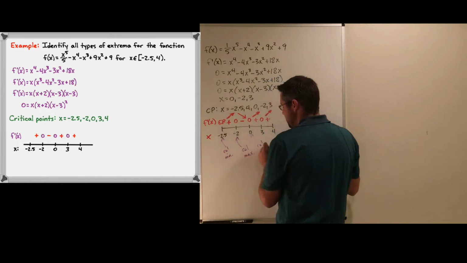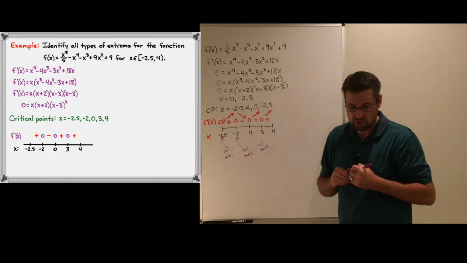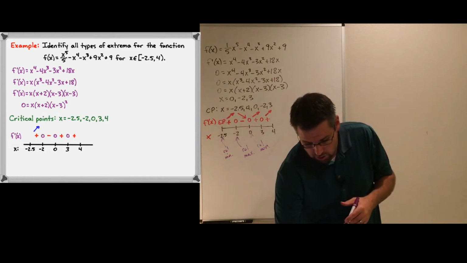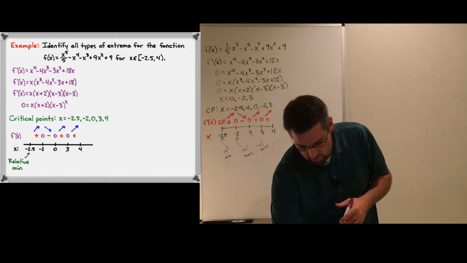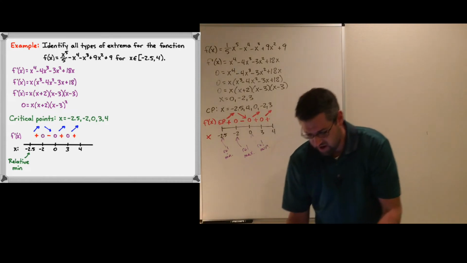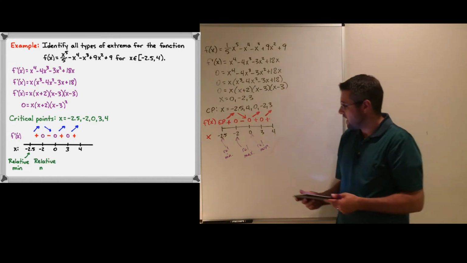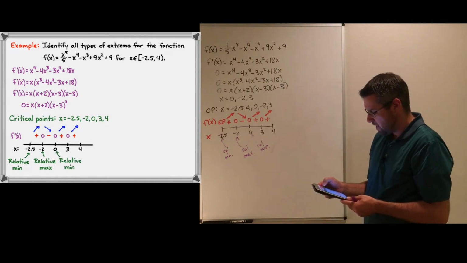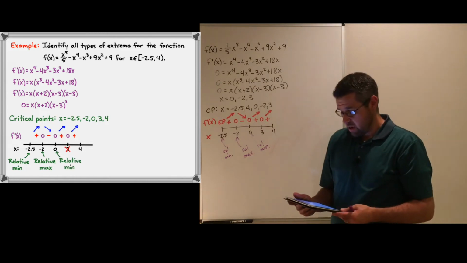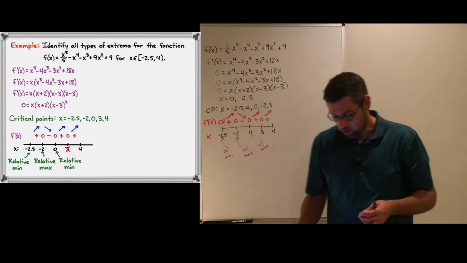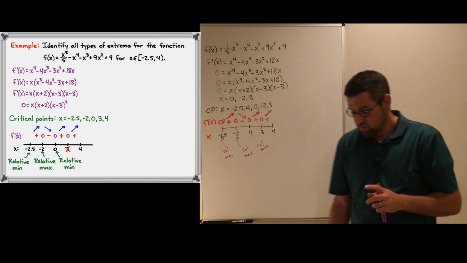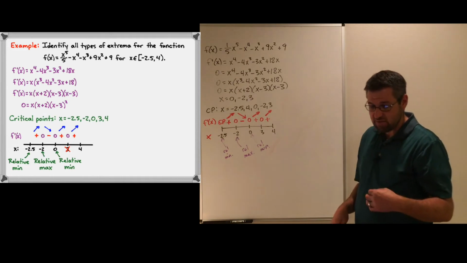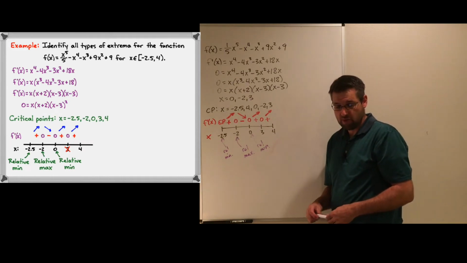So there we've identified all our relative extrema, or at least the x values for which they occur. There's a relative minimum at x equals -2.5, a relative maximum at x equals -2, a relative minimum at x equals 0. Nothing's going on at 3, and nothing's really going on at 4. So those are where our relative minimums and maximums occur.